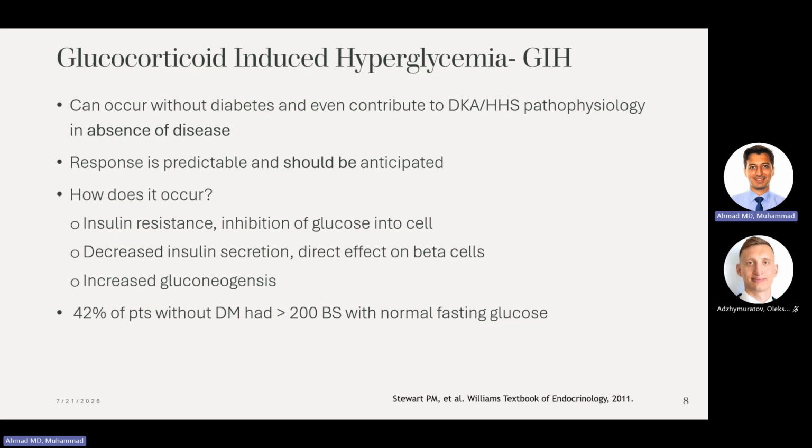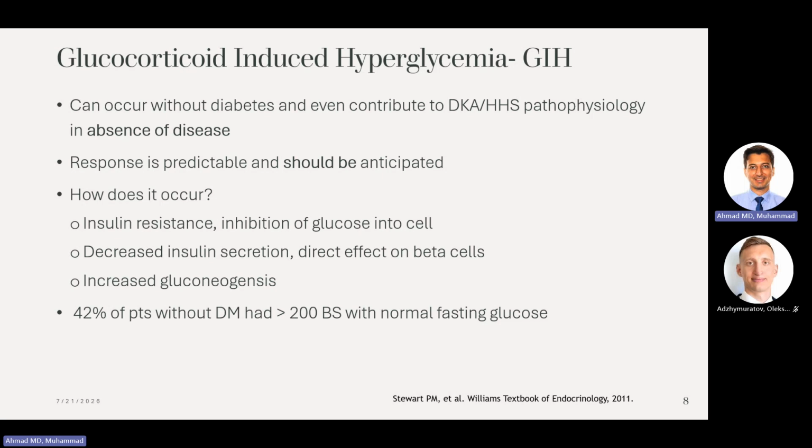Steroids are extremely potent for hyperglycemia, and they can cause DKA and HHS physiology if you let it get to that point. Like I said, we want to be proactive, not reactive. We all know it increases blood sugar, and this is just some simple science. It causes inhibition of glucose into the cell in many ways, even a direct effect on the beta cells in the pancreas, and it increases gluconeogenesis in the liver.